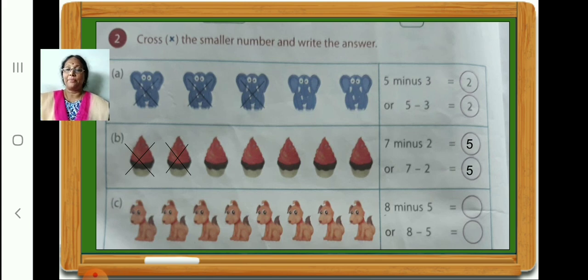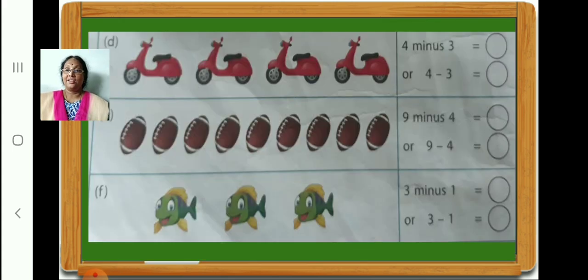That is 8 minus 5. So let us cross the smaller number 5. Cross 5 dogs. 1, 2, 3, 4, 5. How many dogs are left? 3. Therefore 8 minus 5 is equal to 3. Or 8 minus 5 is equal to 3. So write 3 children. Finished? Very good. Now let us do question D.